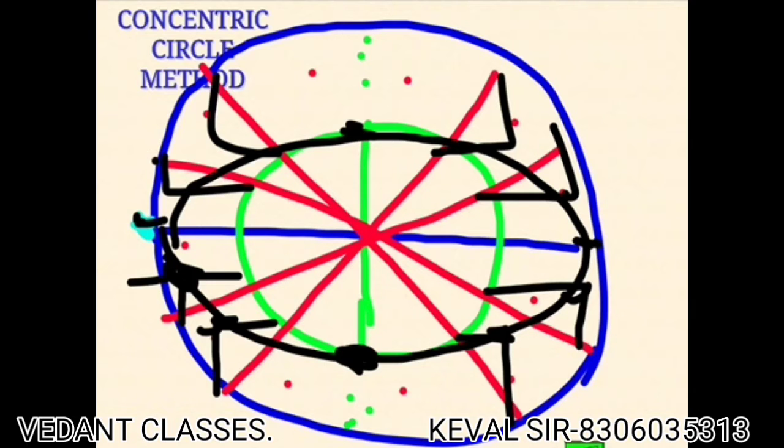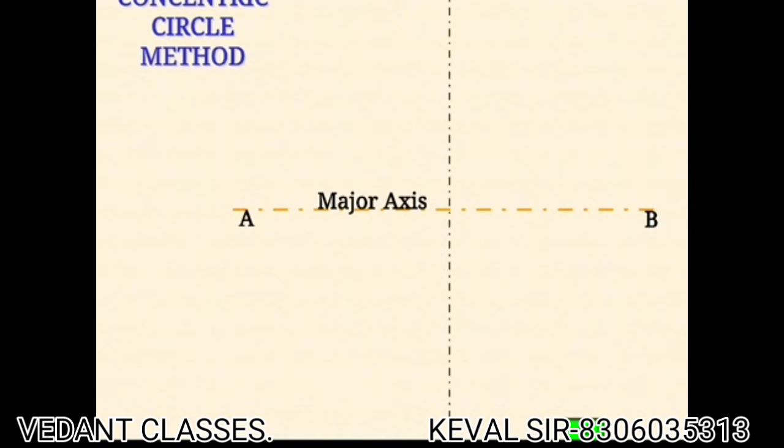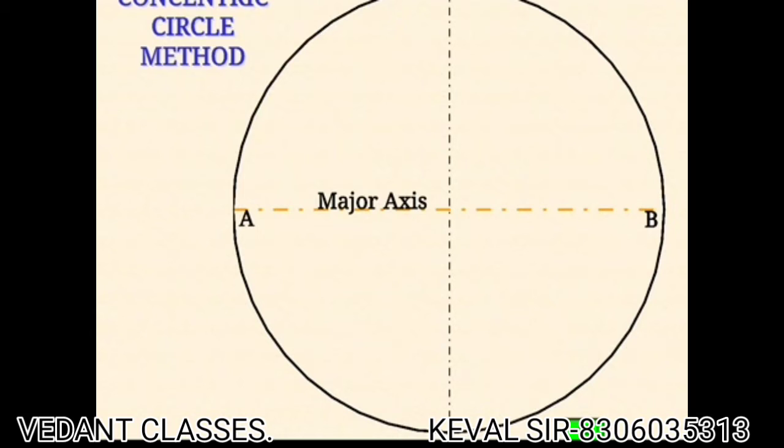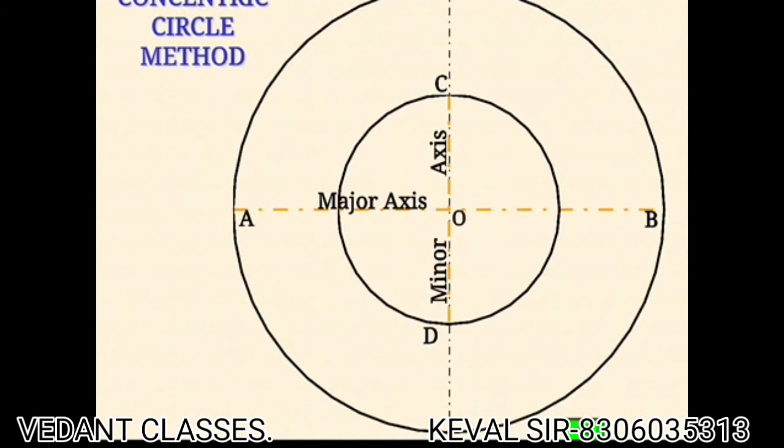Now let's see the technical method of how we can get the ellipse. First of all, draw the major axis of the required length and name it AB. Then draw a circle having the diameter AB. It will be like this. Then draw the minor axis CD of the required length, which will be given in the question. Then draw the circle with center O which passes through C and D. You take the diameter CD and draw a circle.